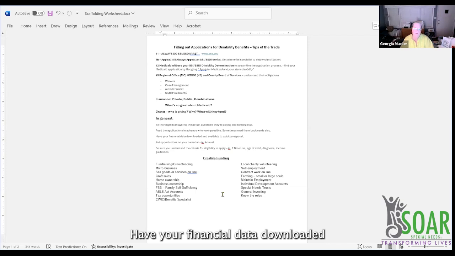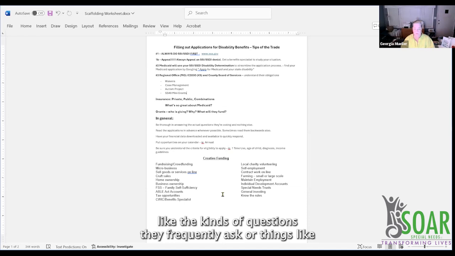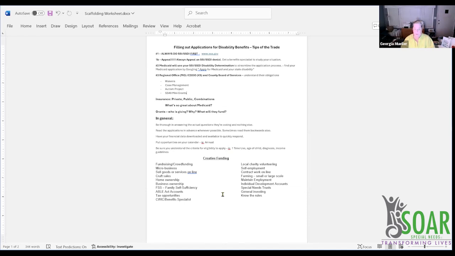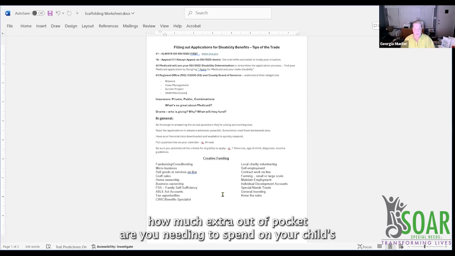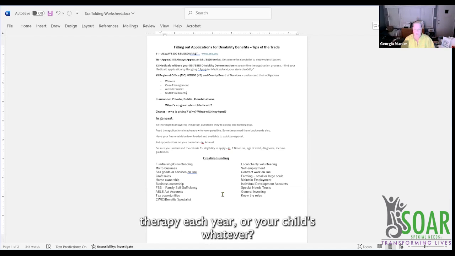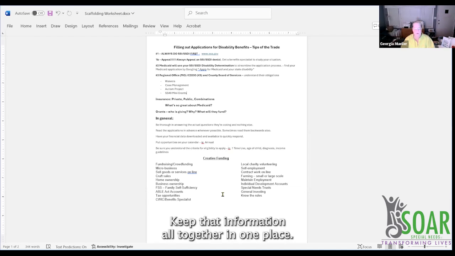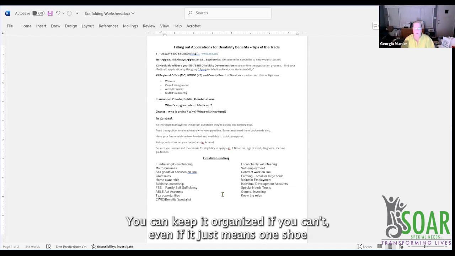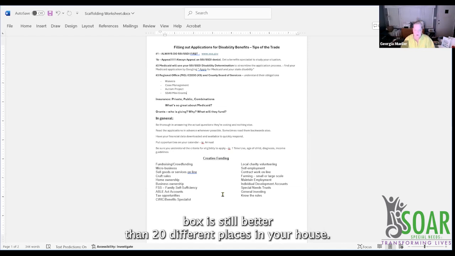Have your financial data downloaded and available to quickly respond to these things. So keep your financial information organized. Like the kinds of questions they frequently ask are things like, how much extra out of pocket are you needing to spend on your child's therapy each year? Keep that information all together in one place and keep it organized if you can. Even if it just means one shoebox, it's still better than 20 different places in your house. So try to keep that stuff organized.